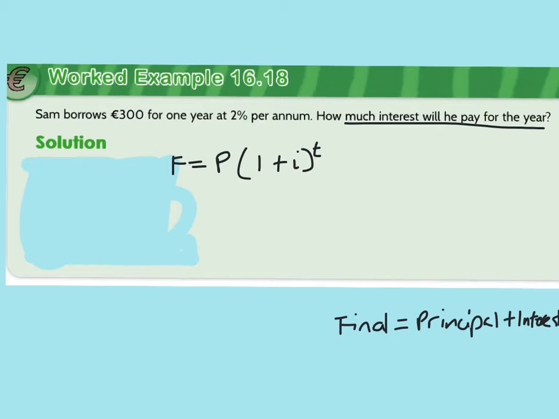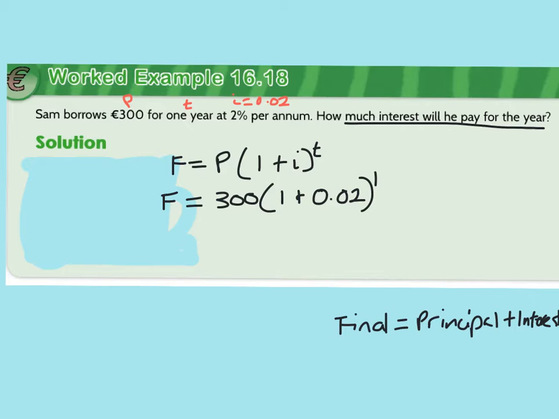The second thing that I would do here is I would label my key information. So my principal amount here is 300. My time is 1 year. And my interest rate is 2%, but we know that'll be 0.02 because we've been told it must be in decimal form. And all we're doing is we're plugging all of that information into our formula here. So I don't have F. My principal is 300. 1 plus my 0.02 and my time is 1.